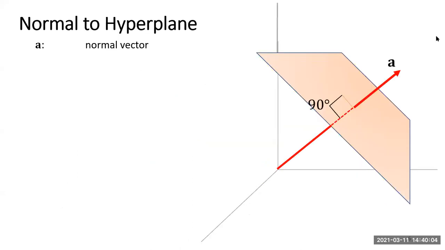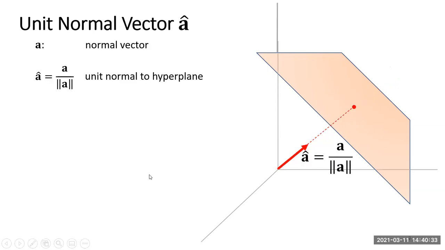Okay, normal to a hyperplane. What you see here is a hyperplane. It stretches to infinity in this three-dimensional space. A is a normal vector, so this vector A is orthogonal to the hyperplane. Now we normalize A so that it becomes a unit vector. So this A hat is a unit vector that's orthogonal to the hyperplane.